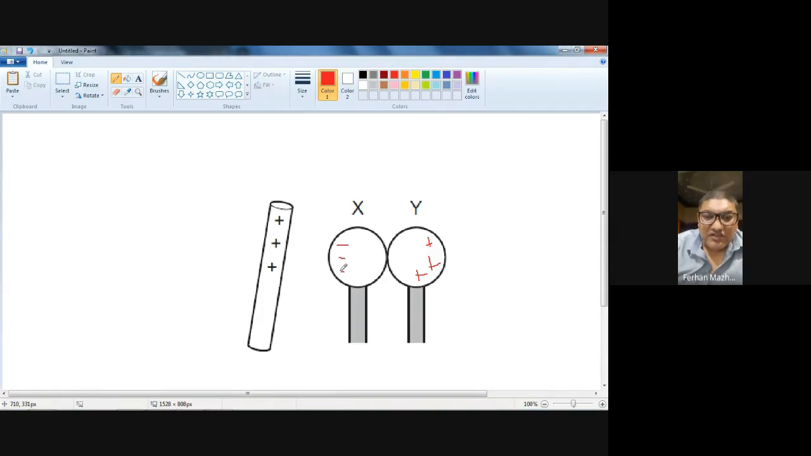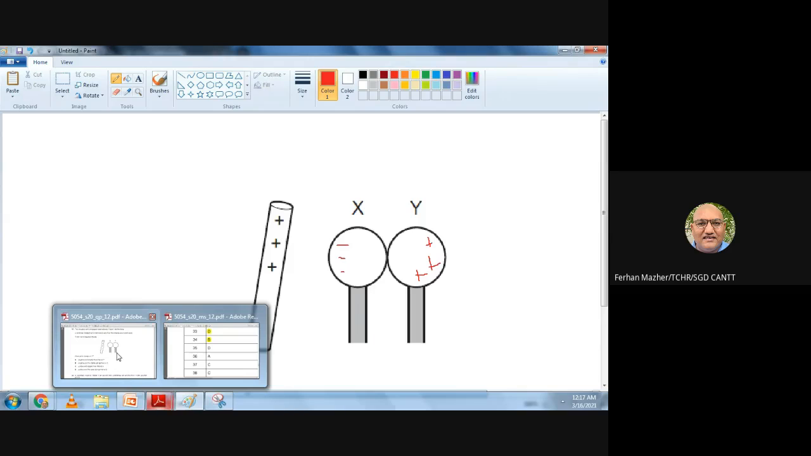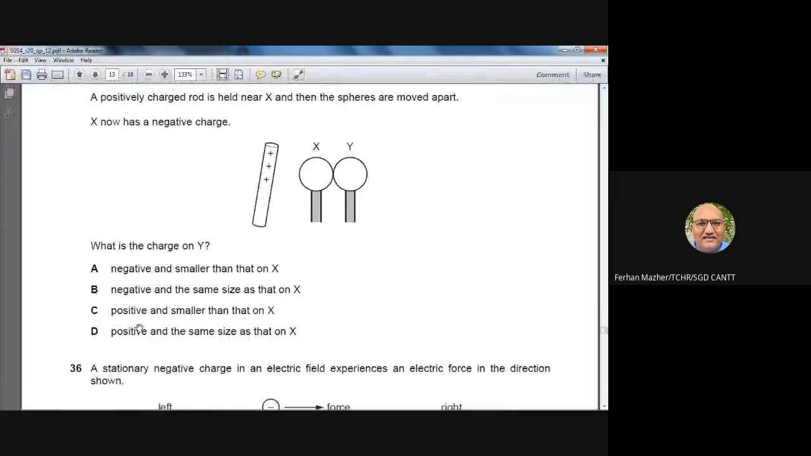Here there is an excess of electrons, so that side becomes negative. By keeping this charged rod in the same place, you separated them, so now the electrons cannot go back. And then you remove the rod. So what will happen? This sphere will become negative and this one will become positive. I hope you have understood. So what is the charge on Y? It will be positive, and the amount of positive charge on Y will be equal to the amount of negative charge on X. Positive and the same size as that of X.